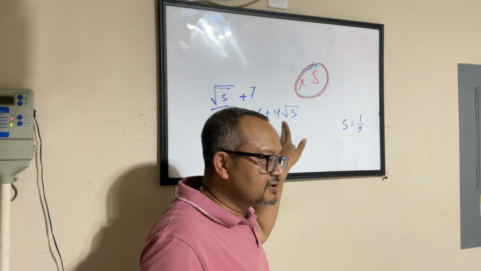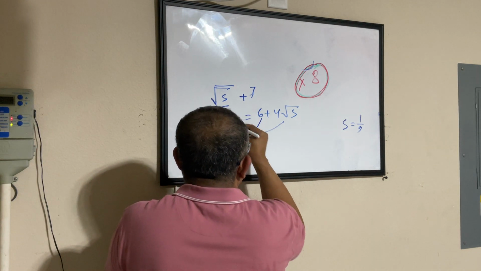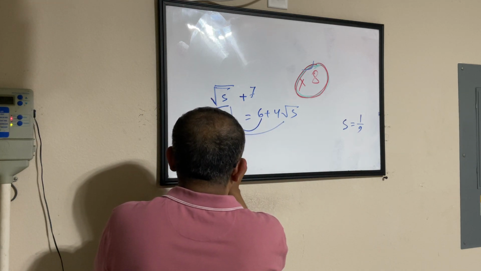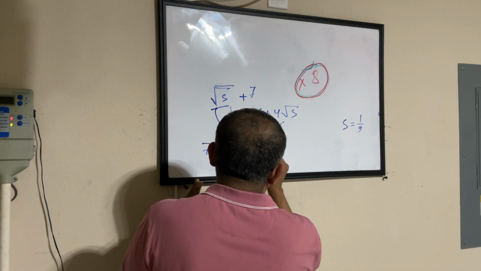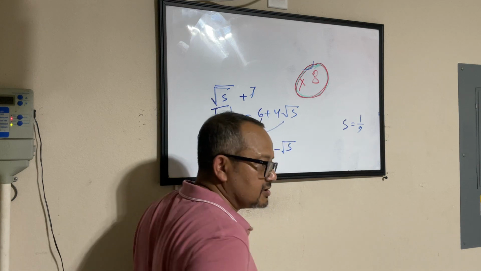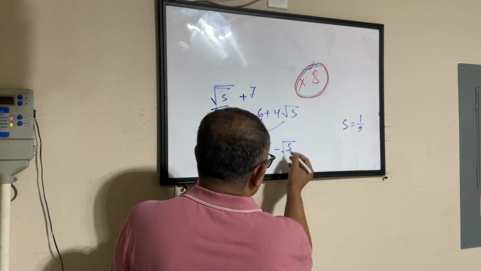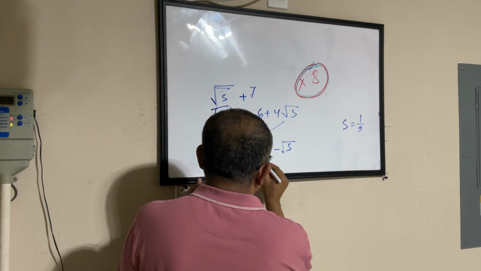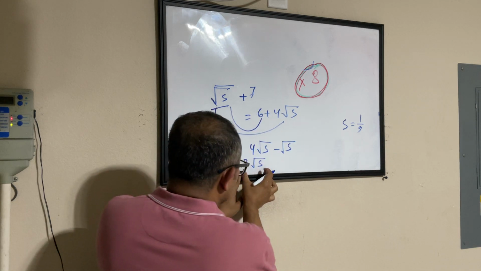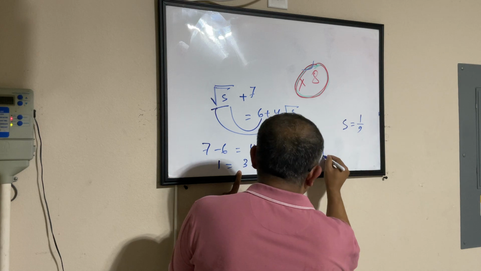I have one orange here, I have 4 oranges here. Let's get all the oranges on one side. This guy travels this side, this guy travels this side. So when this guy comes here, it becomes minus 6. So 7 minus 6 equals 4 oranges minus 1 orange. So 1 equals 4 oranges minus 1 orange, which is 3 oranges. That means if I keep the oranges on one side and move everything else to the other side, this equals 1 by 3.